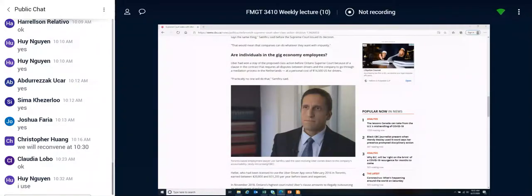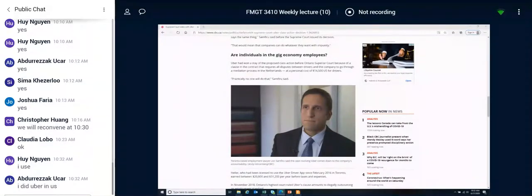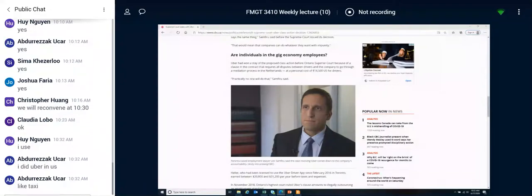But has any of you actually been a driver, part time, what I call a gig worker, to earn some side income? Has any of you actually been a driver for one of these services, like an Uber driver? You did Uber in the U.S., like a taxi app. Anyone else? No one else.